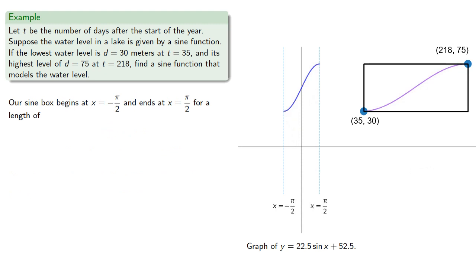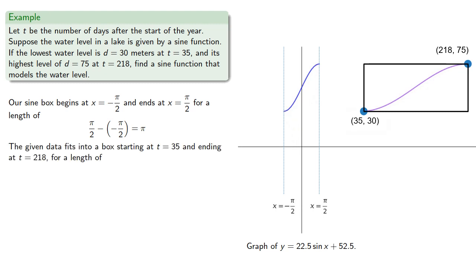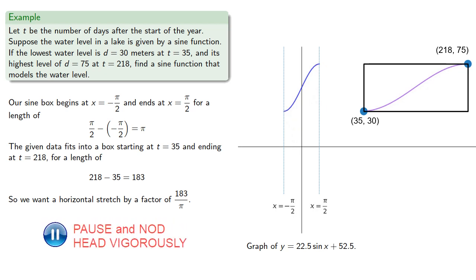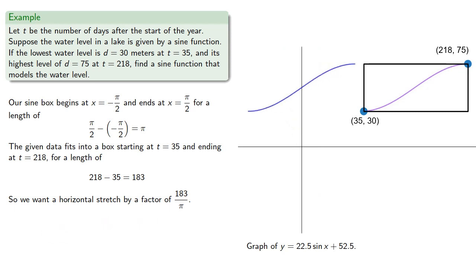Now, remember, our sine box begins at x equals negative pi halves and ends at pi halves for a length of pi. Meanwhile, the given data fits into a box starting at t equals 35 and ending at t equals 218 for a length of 183. So we want a horizontal stretch by a factor of 183 over pi. And this will give us the graph of 22.5 sine of pi over 183 t plus 52.5.